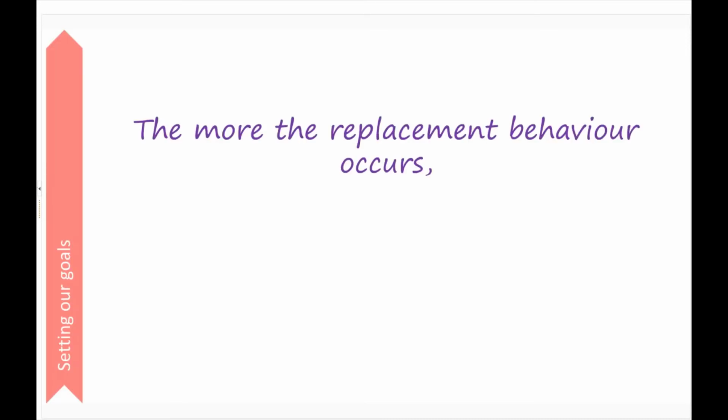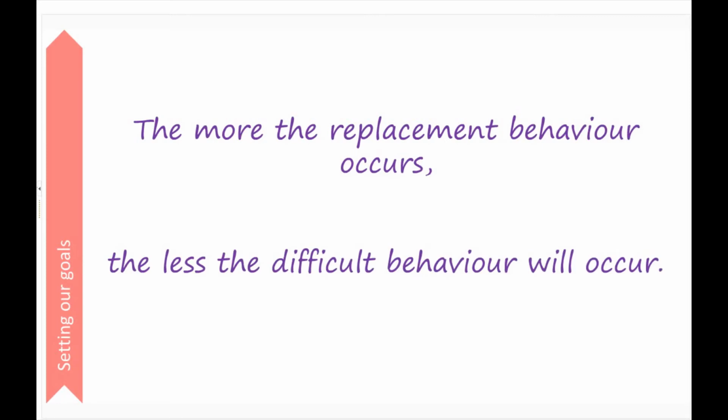All right, just a couple of notes on setting goals for dealing with tantrums. Basically, remember this principle. Our whole idea with functional assessment is we want to get more replacement behavior happening so that less difficult behavior can occur. And the way we do that is through ensuring that the replacement behavior has desirable consequences and the difficult behavior doesn't. All right, so that's our goal. We want to be reinforcing replacement behavior.